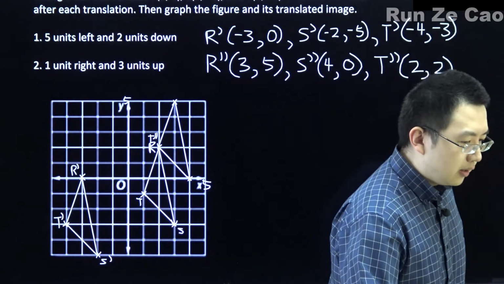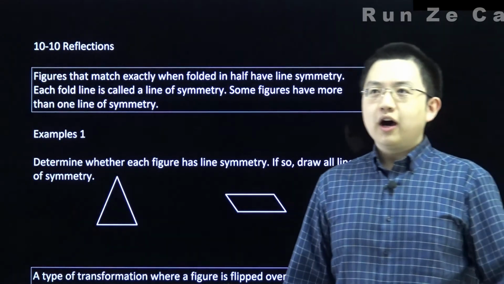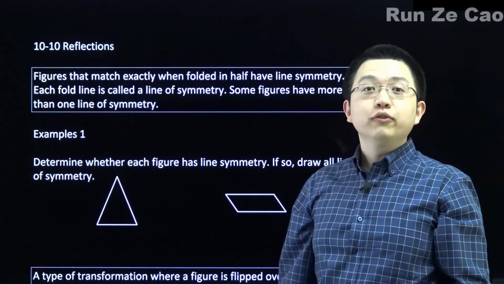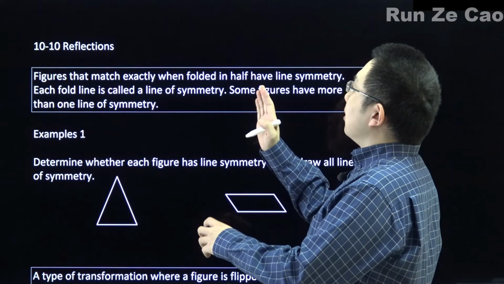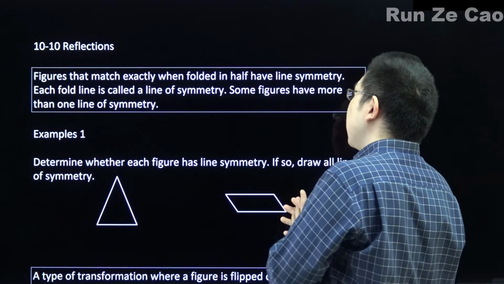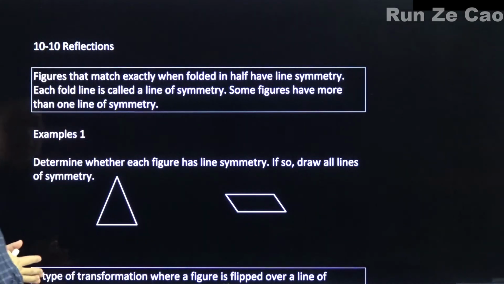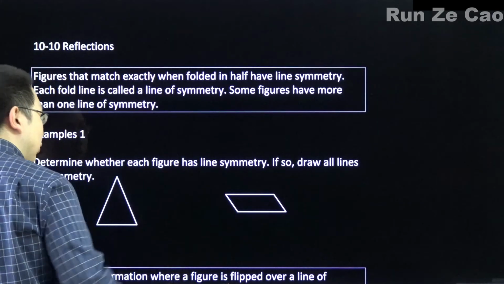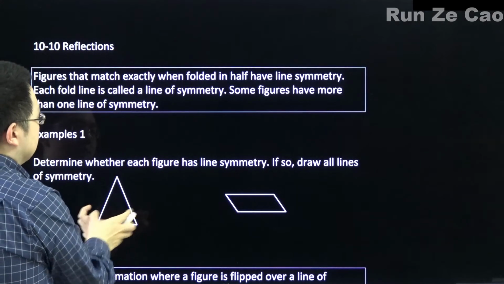Okay, so next, after we talk about just moving things, of course we have to do the desk flip meme. No, we don't. We have to start flipping them over. Okay, so if we have a figure that matches exactly when it's folded in half, that has line symmetry. What happens if you have two figures that have line symmetry across some line that may be between them or it may overlap with them? Like say if you have two triangles that overlap a little bit.